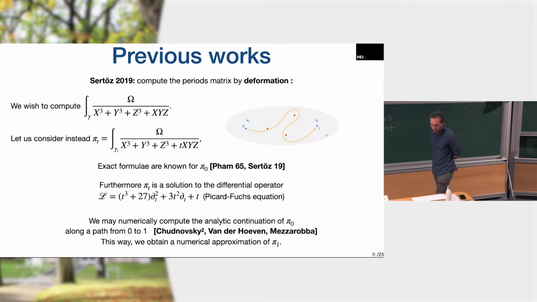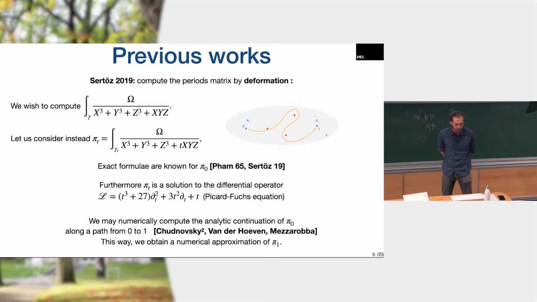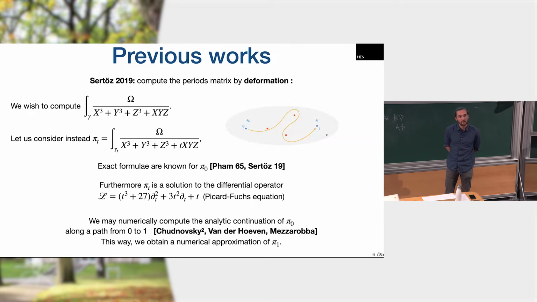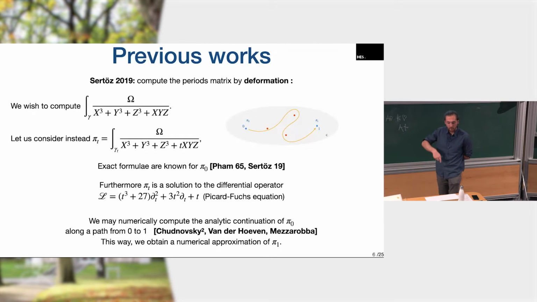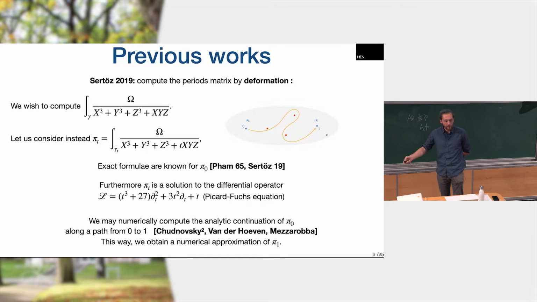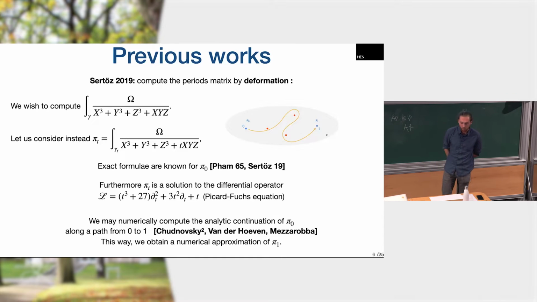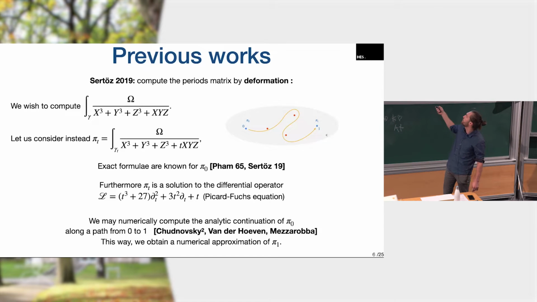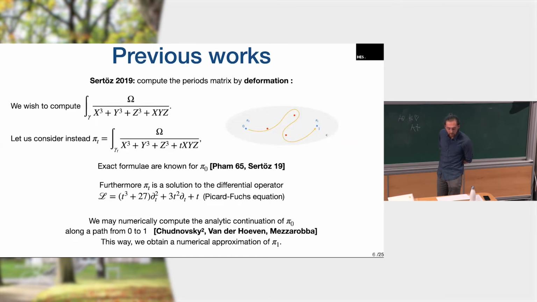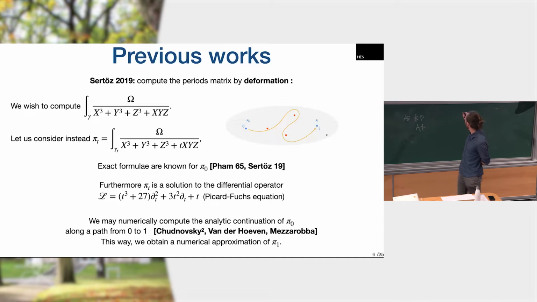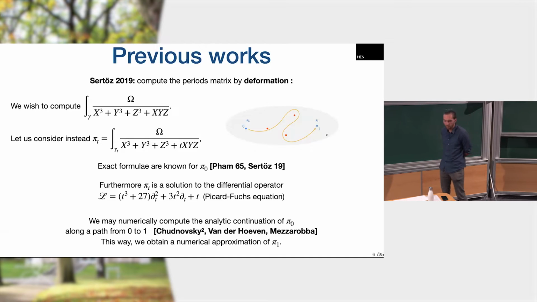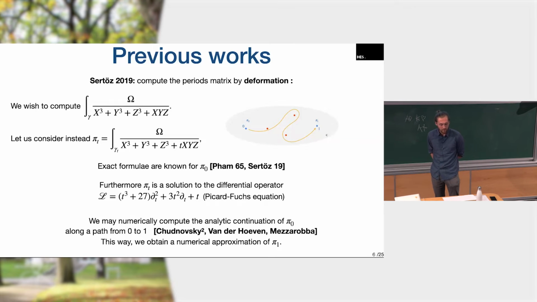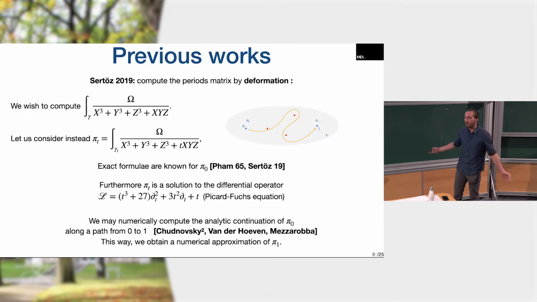And so the point is that because we have the value of pi at 0 and this differential equation, we can numerically compute the analytic continuation of pi along some path which connects 0 to 1. And doing this, we can obtain the value of pi at 1. And this is precisely what we were after, because if you set t equal to 1, you recover the initial number we were after. And this we can do effectively thanks to methods developed by Chudnovsky, Van der Hoeven, and Mitsaroba. And we can recover numerical approximations of these periods with rigorous error bounds and with very high precision.